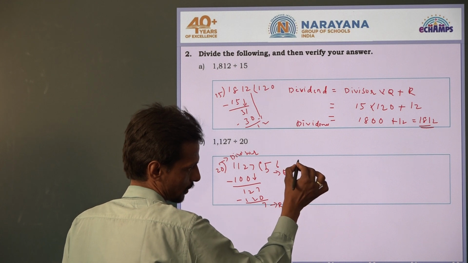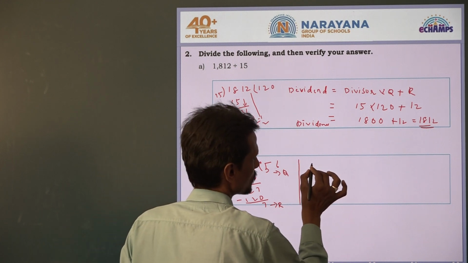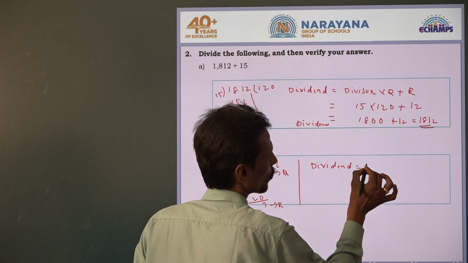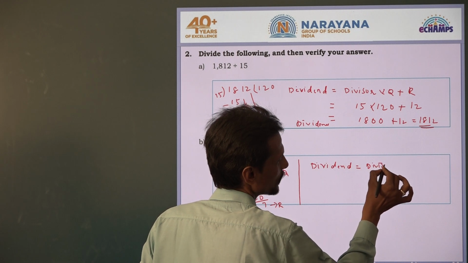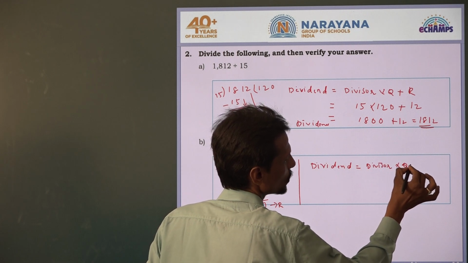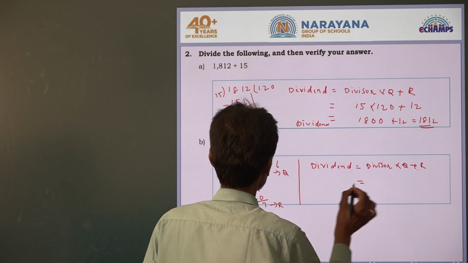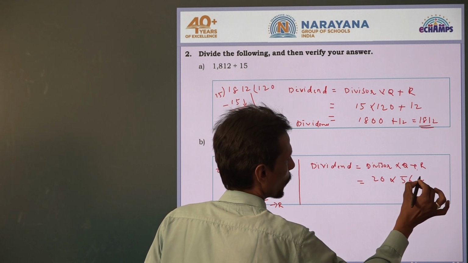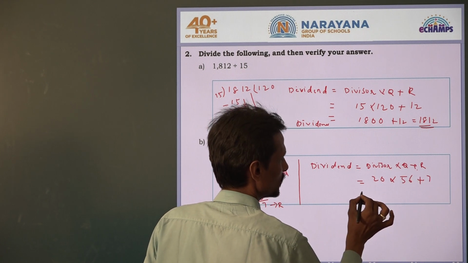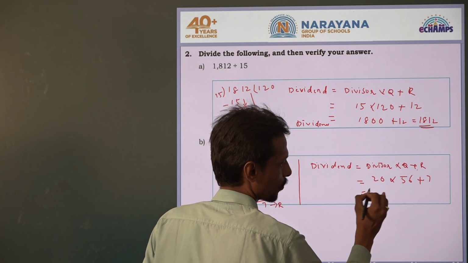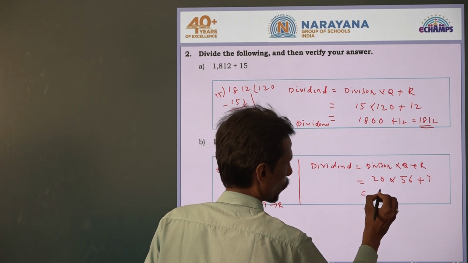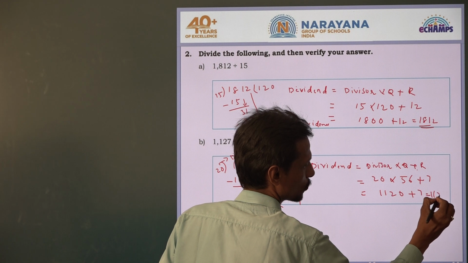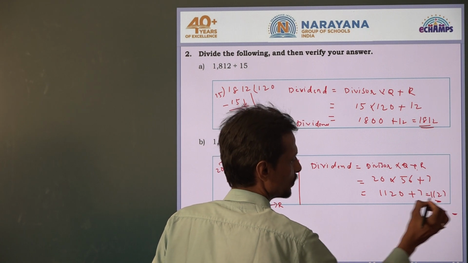So check the same way: dividend is equal to divisor into quotient plus remainder. 20 into 56 plus 7. For this we use the two table and multiply: 1120 plus 7 is equal to 1127. It is the dividend.